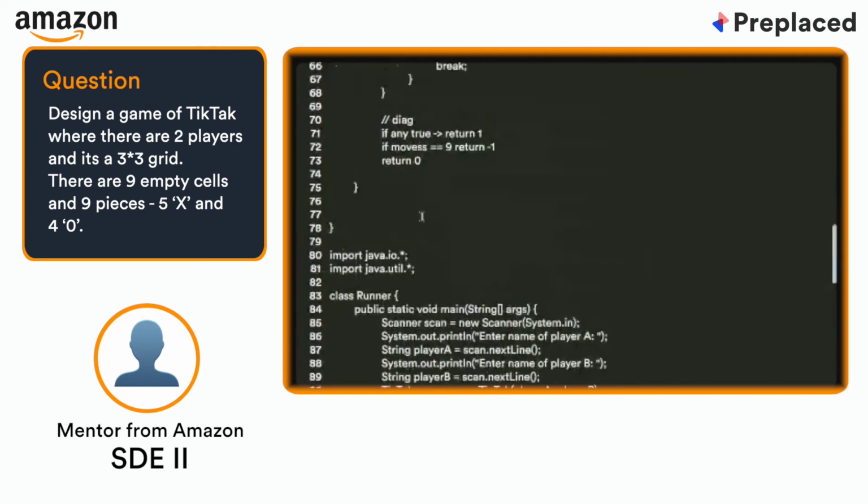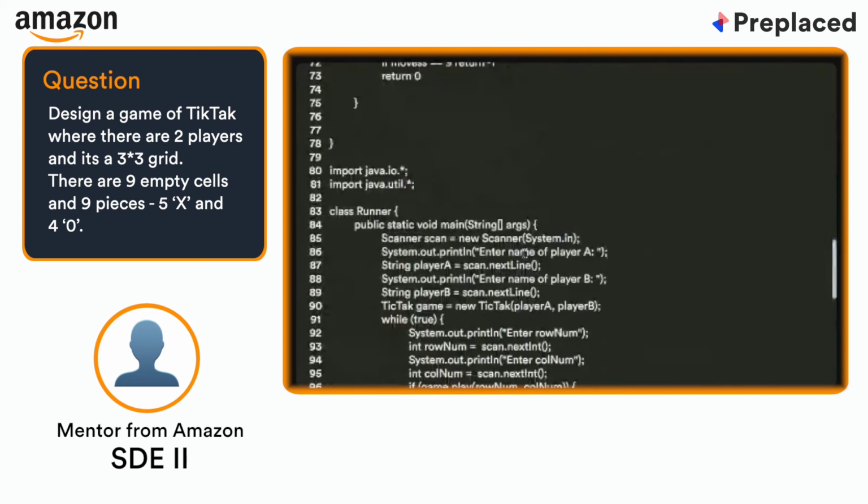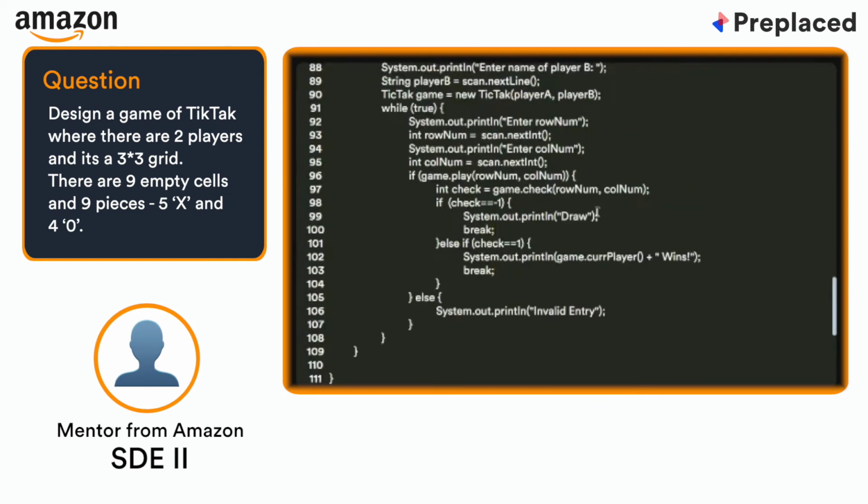What's the function? Current player. Okay. Is it player? And it will be returning the name of that player, and plus I will just write wins. Okay, and I will be breaking through my loop. So yeah, I think that's it.